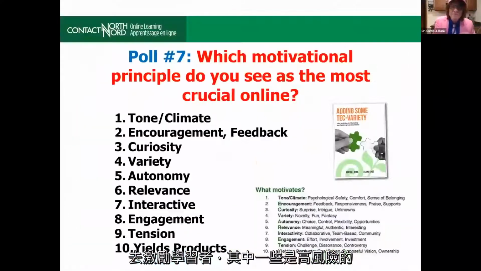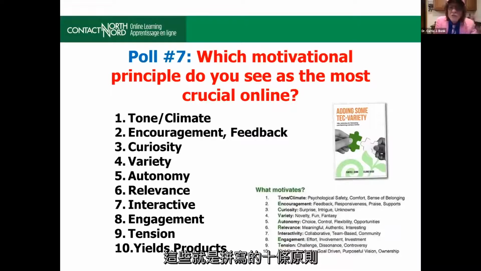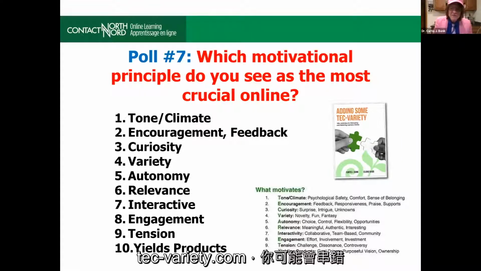Some of them are high risk, some are low risk, some are high time, some are low time, some are high cost, some are low cost. Those are the 10 principles that spell TECH VARIETY, from tone, encouragement, curiosity, variety, and so forth, all the way to yielding products, in the free book that you can download. I'll put the download link in the chat window. It's at techvariety.com. You can misspell it, it will still work.